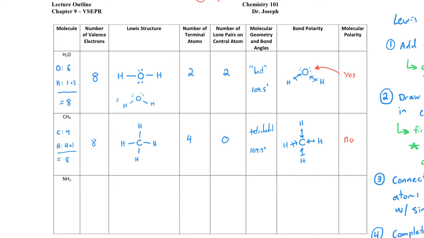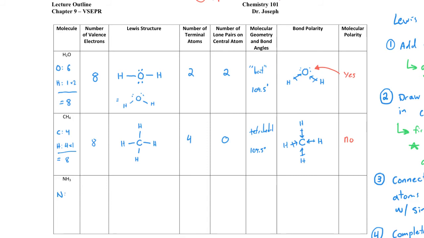So let's move on to the next example, which is ammonia, which has the formula NH3. Go ahead and see if you can determine the number of valence electrons, the Lewis structure, and try to predict, using VSEPR theory, the shape and the bond angles, as well as the polarity.